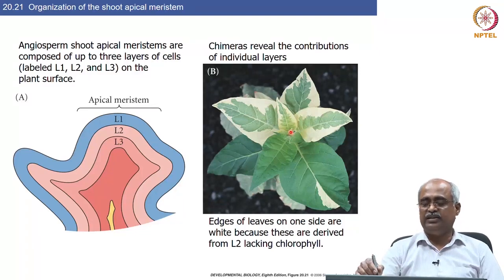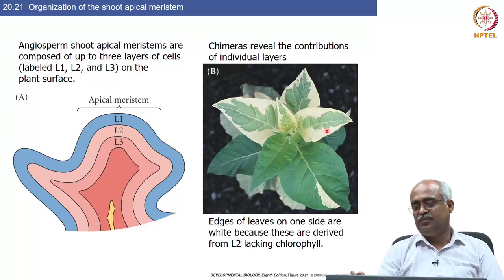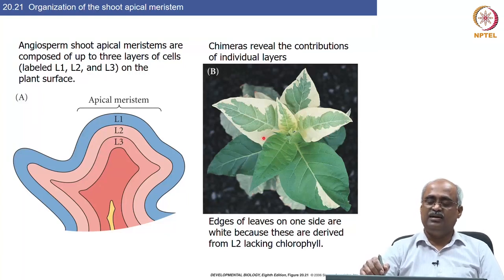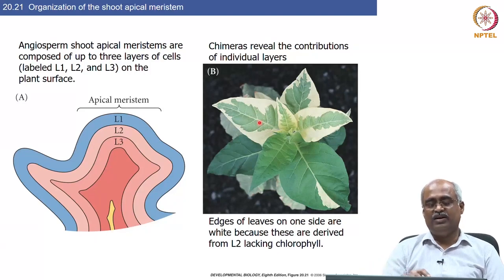So therefore, the L2 in this particular case does not produce chlorophyll. And L2 is the layer from which the edges of the leaves form. So as a result, here the edges look white. And L1 normally doesn't produce chlorophyll, and L3 does not contribute to the edges. And that is why the middle region coming from L3 has the chlorophyll. Okay. So this is how the contributions of the different layers have been understood.